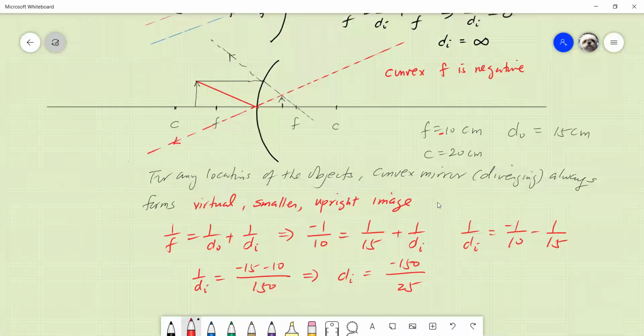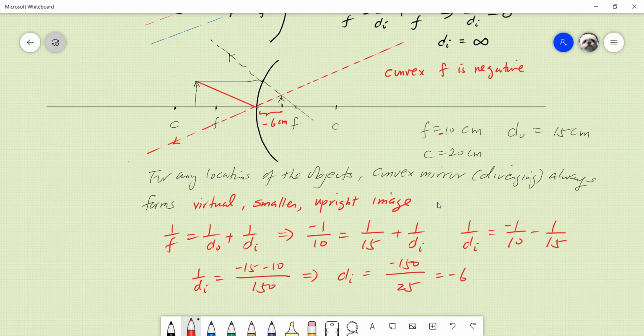Which is negative 6. Now my question here is, does this look like negative 6? Yes, right? The negative means I measure it in the back of the mirror. Okay, I'm going to stop here.